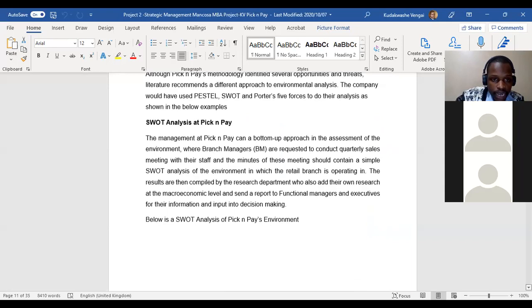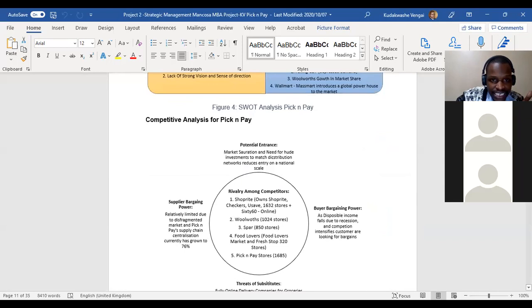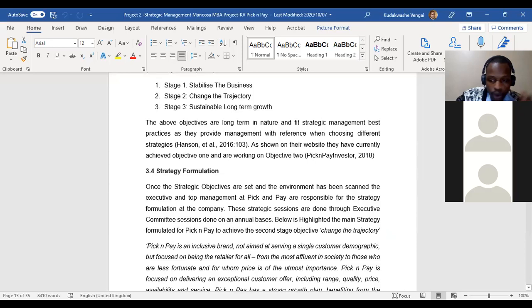I was talking about SWOT analysis. There was two under the analysis, competitive analysis, two under the analysis, objectives. All right, strategy formulation, that's what we want, right? So this is what I'm highlighting.